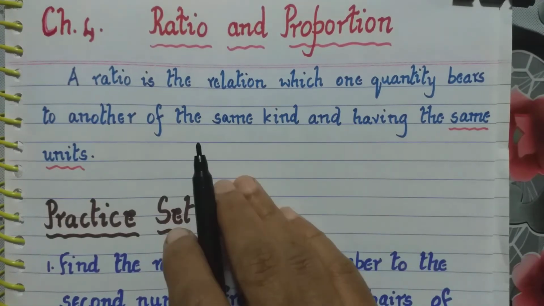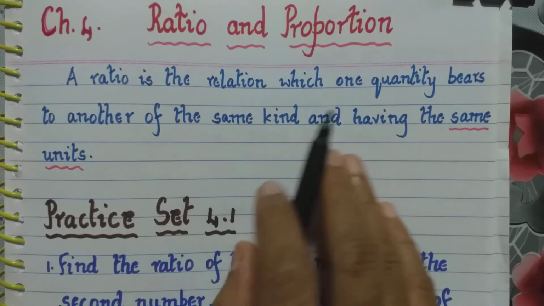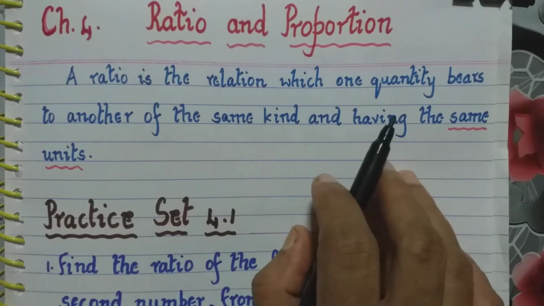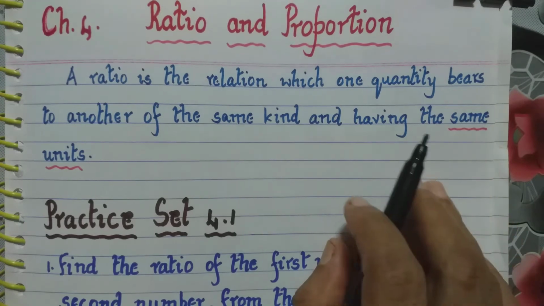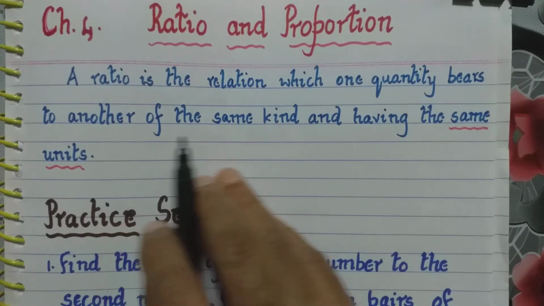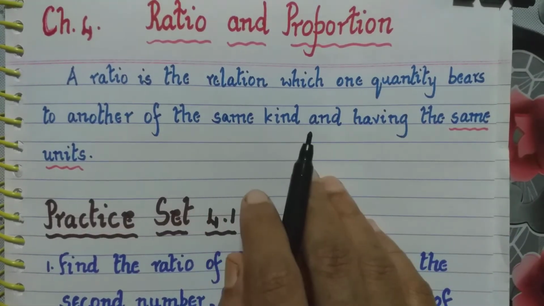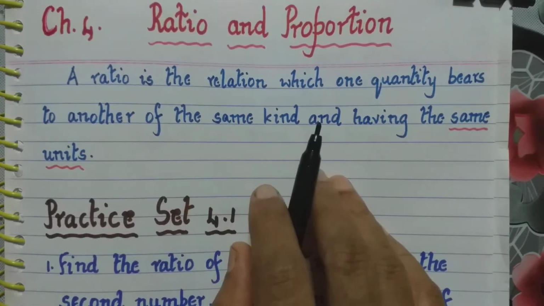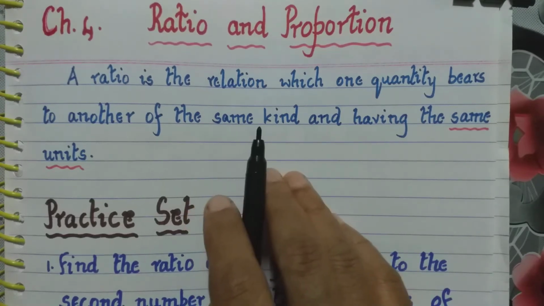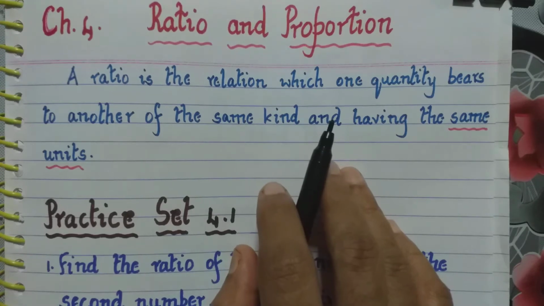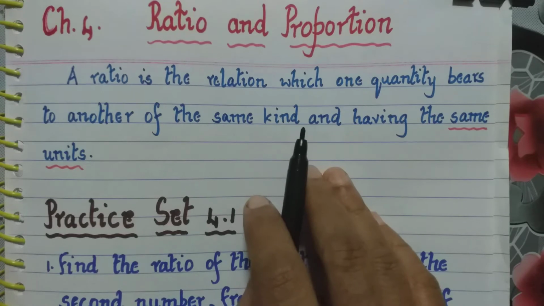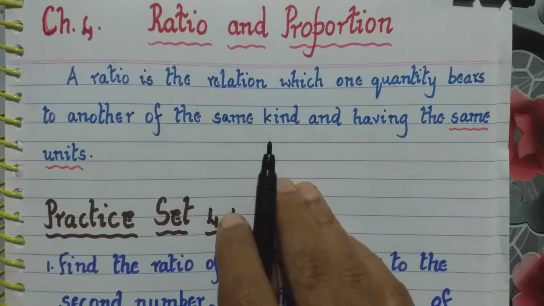So whenever we compare two quantities, the two quantities should be of the same kind. And one more important point is they should be of the same units. Suppose we are comparing time. We cannot compare one in hours and one in seconds. If one of the quantities is in hours, the other quantity also should be converted into hours, or if one is in seconds, then the other also should be converted into seconds.